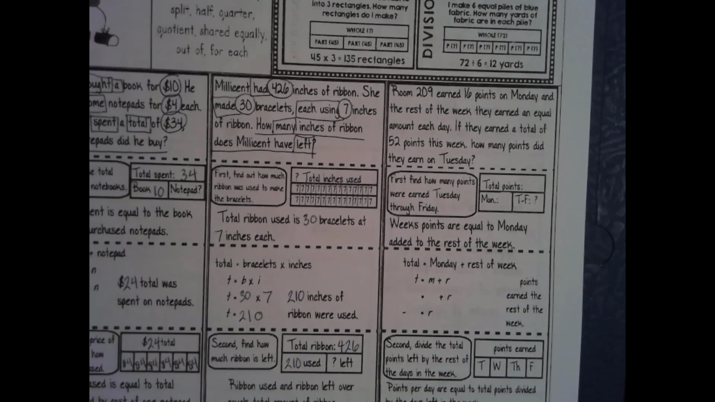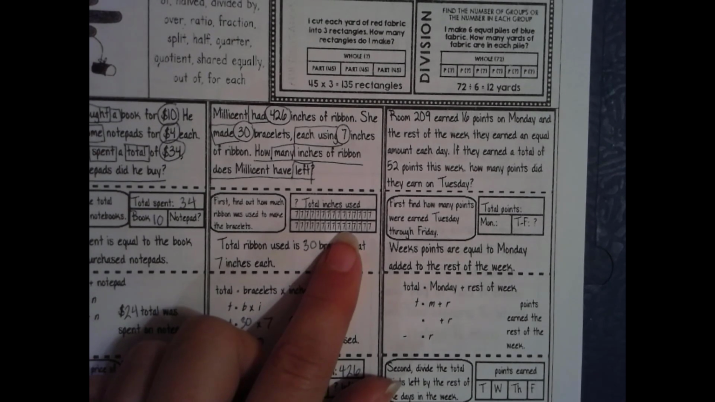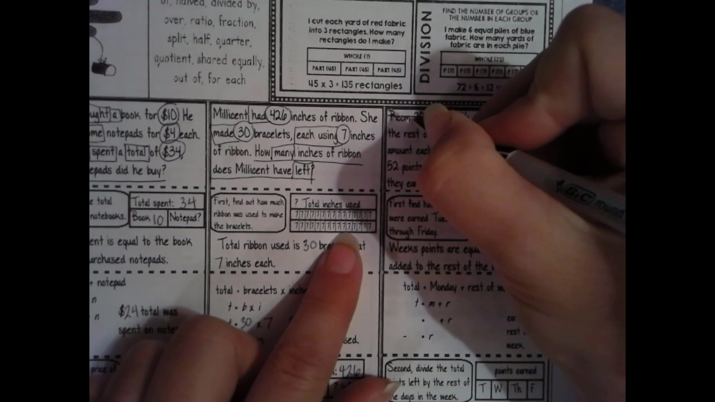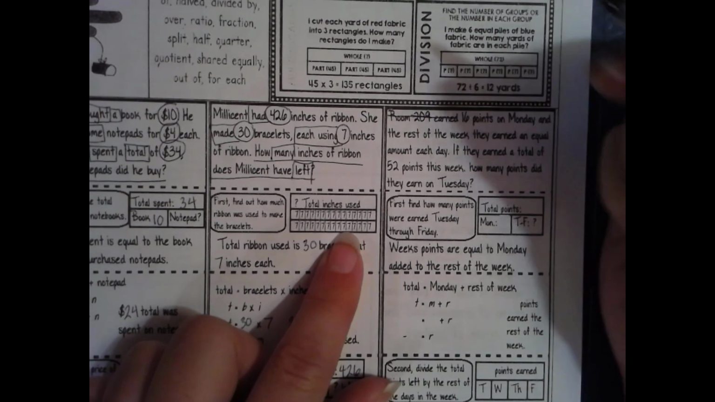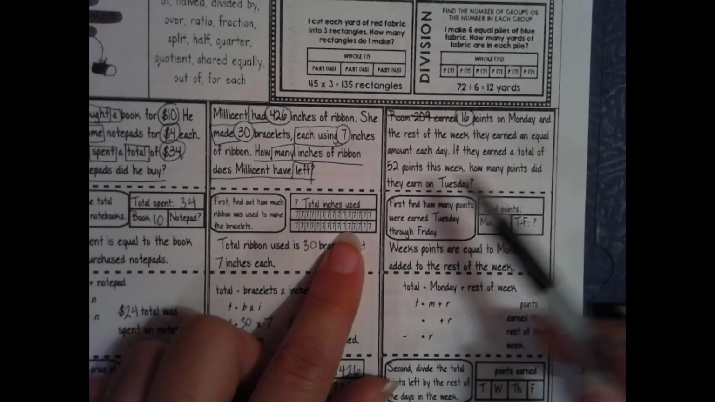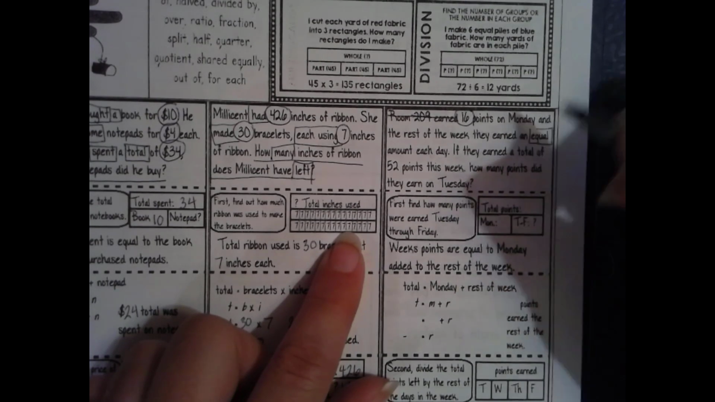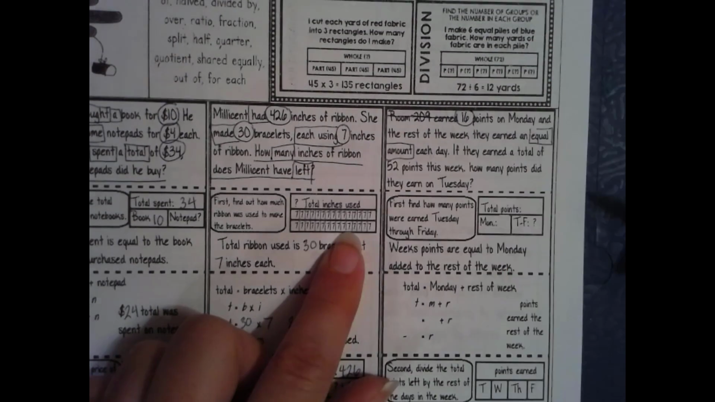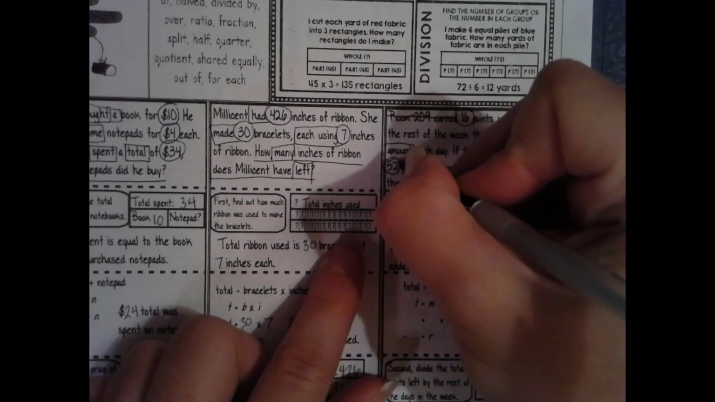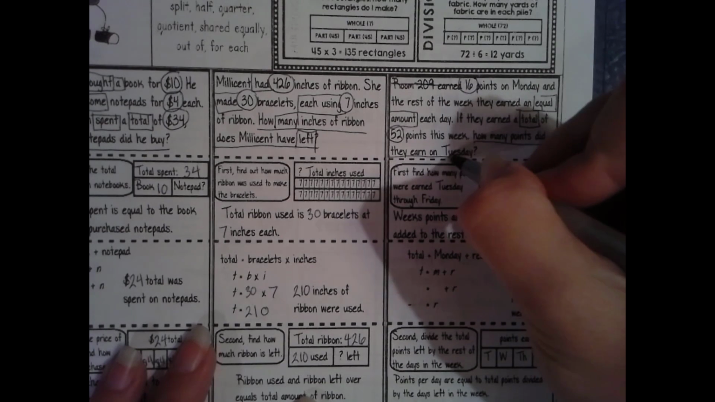Okay, here, room 209 earned 16 points on Monday. Doesn't really matter what the room is, so that's kind of extra information. This 209 could end up tricking us into thinking it's part of it when it's just the room number, but we're looking at points. They earned 16 points on Monday, and the rest of the week they earned an equal amount each day. If they earned a total, so we do know our total, of 52 points this week, how many points did they earn on Tuesday?